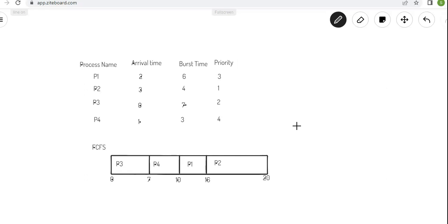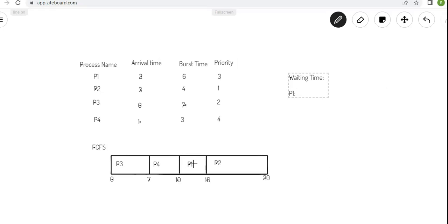Next we need to calculate the waiting time for each and every process. Arrival time is given, so we have to calculate the waiting time, and after that we are going to calculate the average waiting time. First we will calculate the waiting time for process P1. As we can see, the arrival time is 2 milliseconds, and when we have given the CPU for that particular process, we can see that in the Gantt chart.